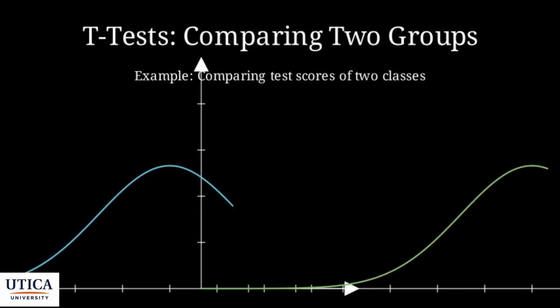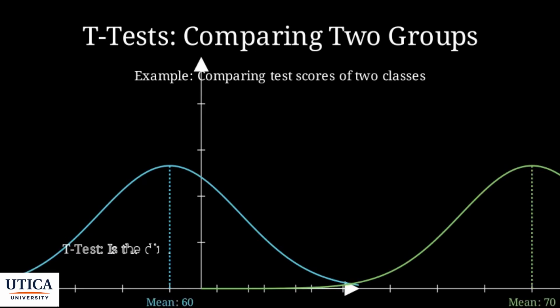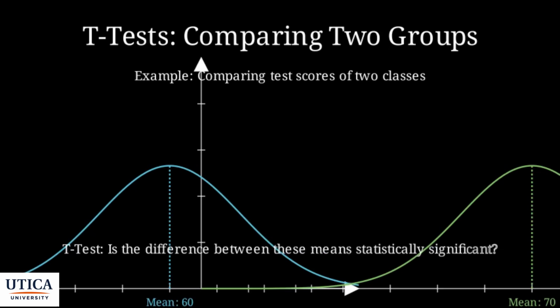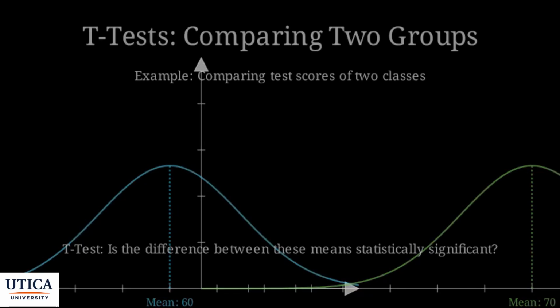The t-test essentially measures the distance between the means of these two distributions, taking into account the variability within each group. The larger the difference between the means and the smaller the variability, the more likely the difference is to be statistically significant. There are different types of t-tests, such as independent samples t-tests and paired samples t-tests, but they all share the same basic principle: comparing the means of two groups.